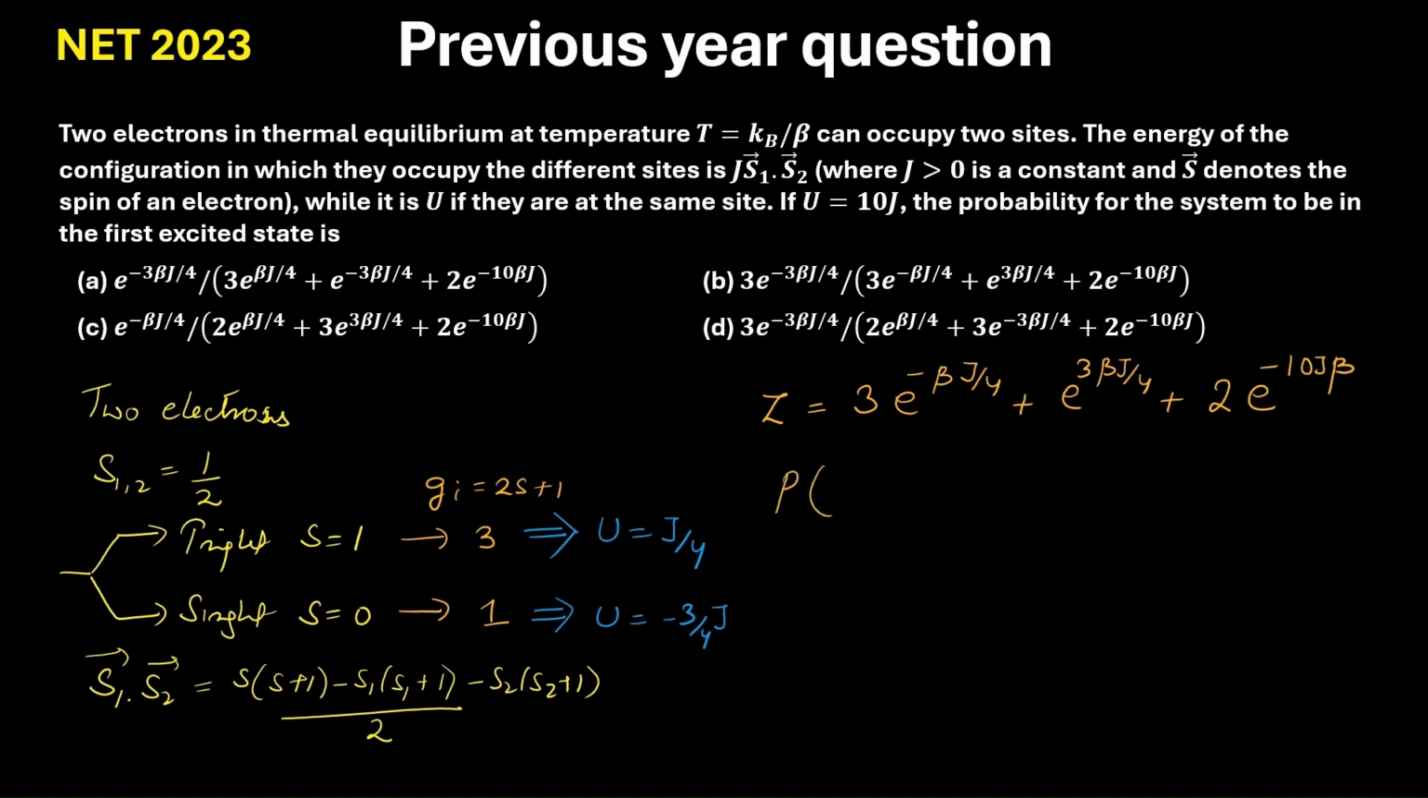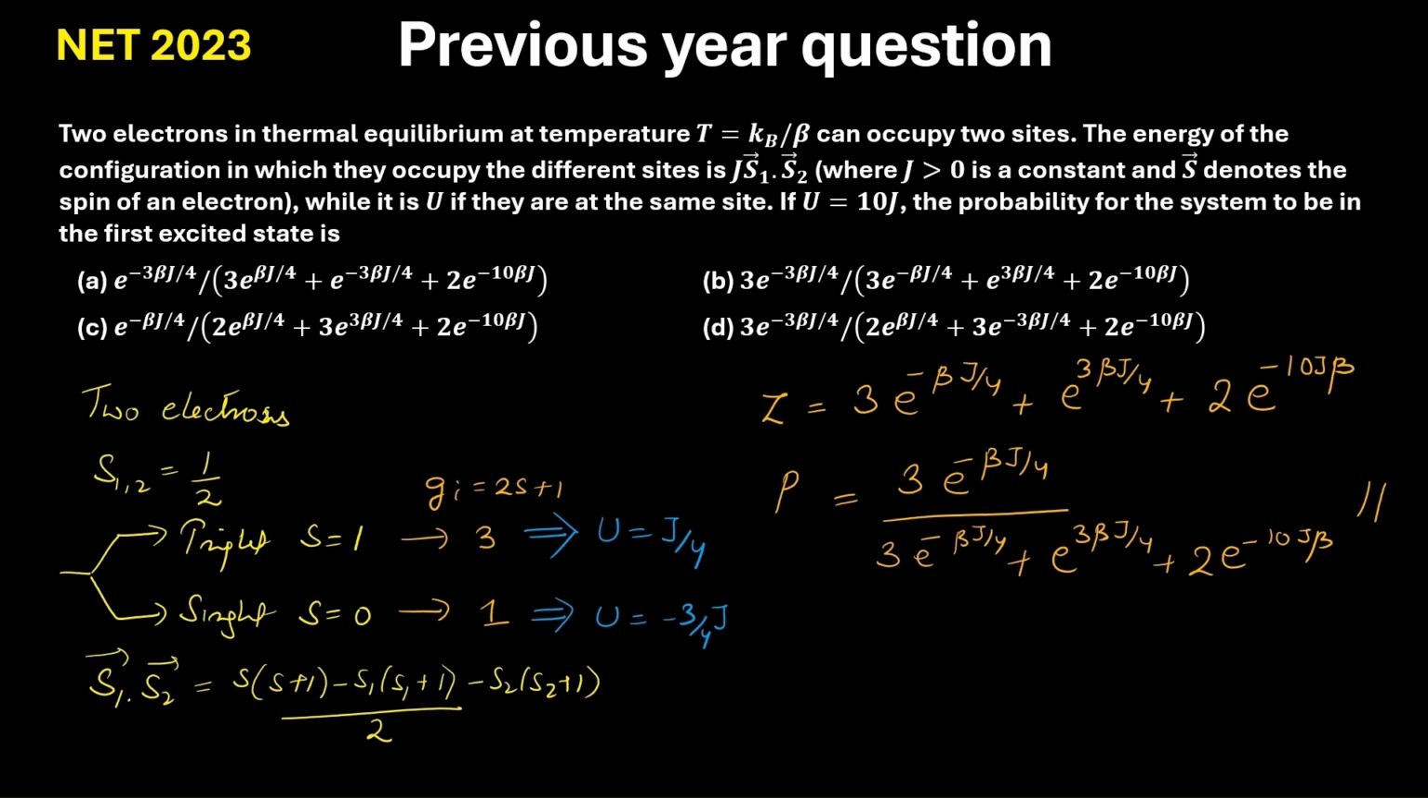Now the probability that it will be in the higher excited state will be given by 3e to the power minus beta J by 4, divided by the partition function. So it is 3e to the power minus beta J by 4 plus e to the power 3 beta J by 4 plus 2 into 10e to the power, this will be e to the power minus 10J beta. So this is the answer. Now, if we see the options, I think option B is the correct answer.